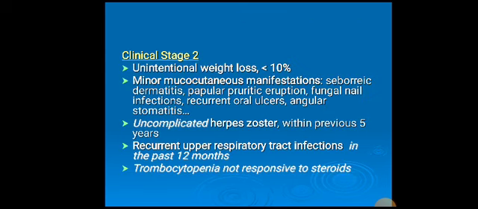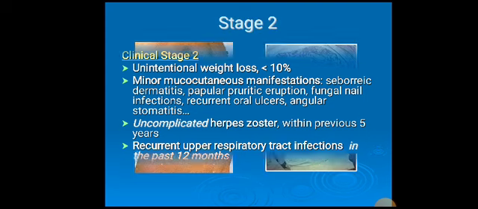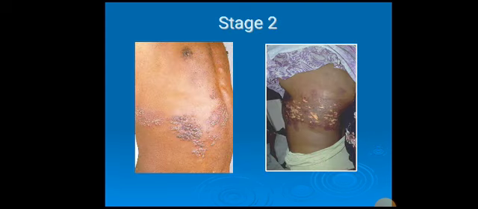Stage 2: unintentional and unexplained weight loss, major mucocutaneous manifestations like seborrheic dermatitis, papular skin rash, fungal nail infection, uncomplicated herpes zoster, recurrent upper respiratory tract infection, and thrombocytopenia.